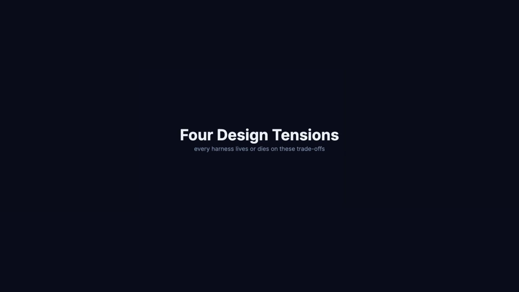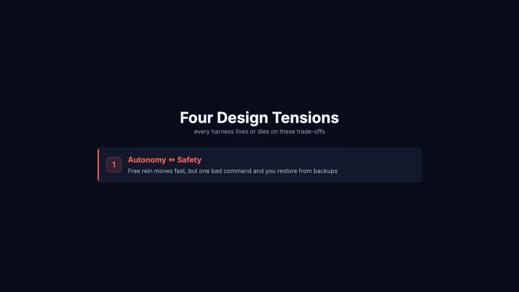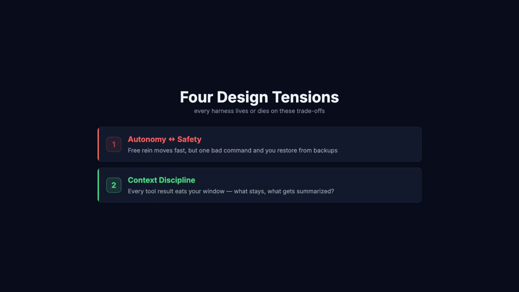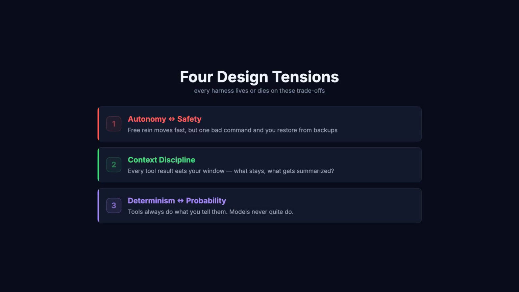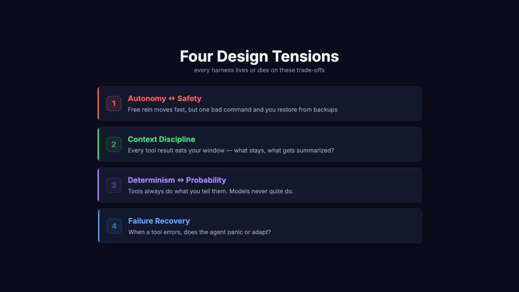Designing one is a series of trade-offs. Autonomy versus safety. Let it act freely and it moves fast, but one bad command and you are restoring from backups. Context discipline. Every tool result eats your context window. So what do you keep and what do you summarize? Determinism versus probability. Tools always do exactly what you tell them. Models never quite do. And failure recovery. When a tool errors, does the agent panic or does it adapt?